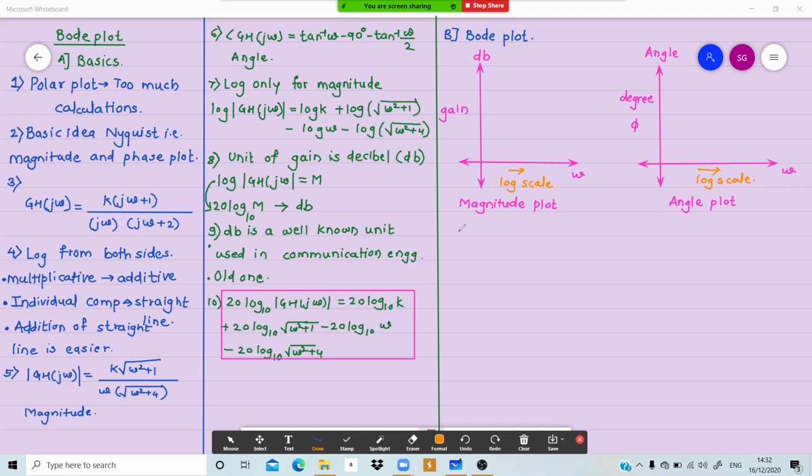So I'll add that point over here, point number 1. X-axis is log scale, and so it is going to be log of omega. And what is the reason for that? More frequency range can be handled.